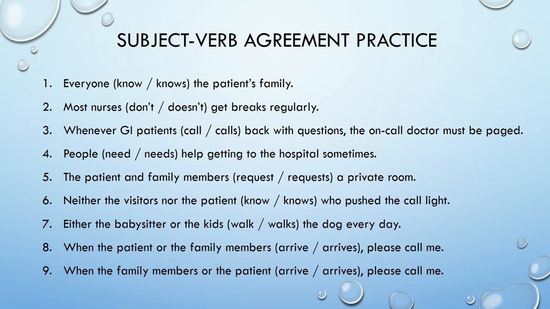Number 6: neither the visitors nor the patient know or knows who pushed the call light. So neither the visitors nor the patient. So you've got that either/or, neither/nor situation going on. So you need to look to see if they're both singular, both plural, or one's singular, one's plural. And in this case, you have visitors, which is plural, and patient, which is singular, but patient is closest to the verb. So that is what is used to determine if it's singular or plural.